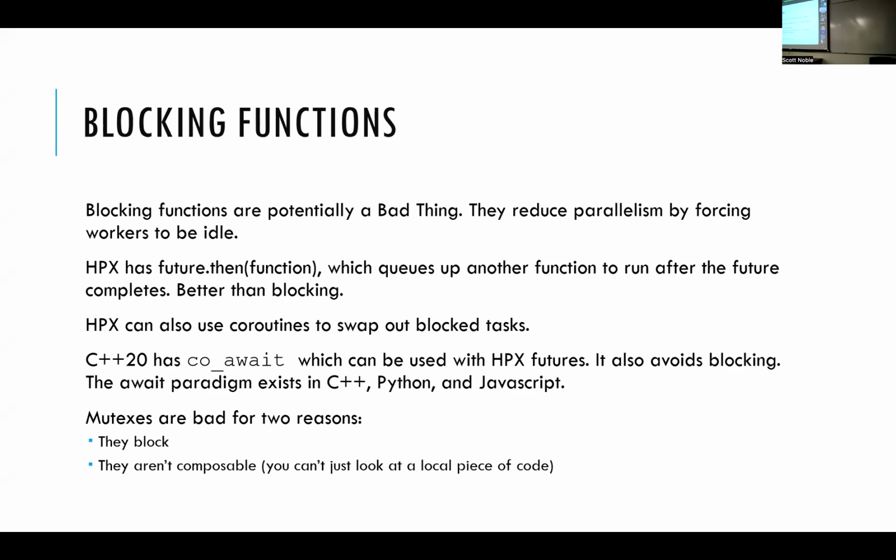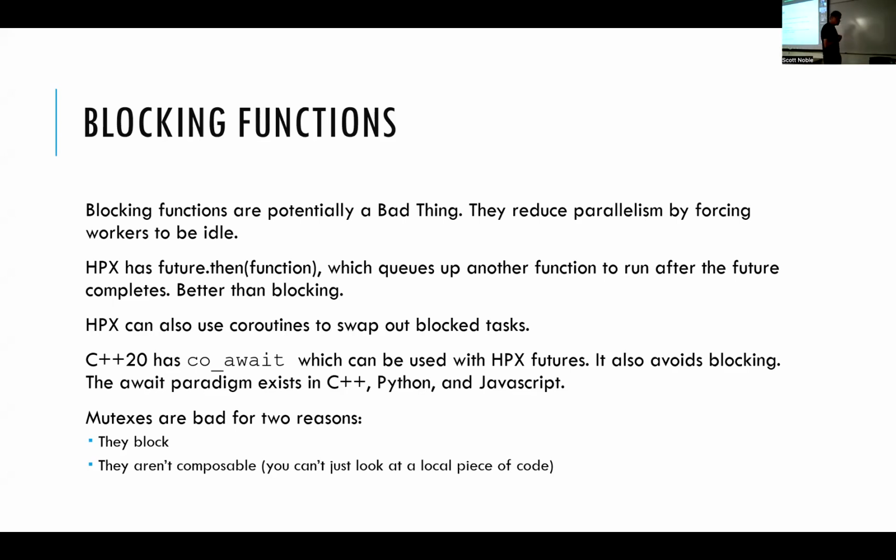So blocking functions are a potentially bad thing. They reduce parallelism by forcing workers to be idle. HPX, instead of having just a future.get function, which is going to block, right, has a future.then function, which will queue up that second function to run after the future completes. And that's better than blocking, because it doesn't cause a worker to become idle.